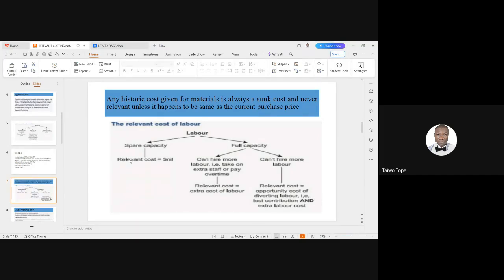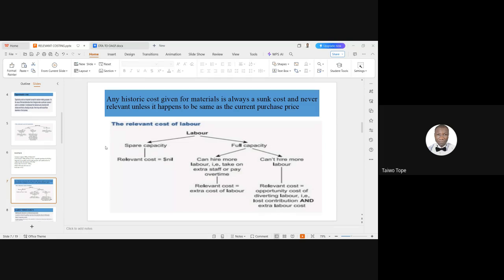Either they work or they don't work. You have to pay them. So the cost in relation to their service is not a relevant cost because they are permanent staff. But the relevant cost in terms of labor is when you have an emergency and you need more hands. The cost of getting those extra hands is a relevant cost.